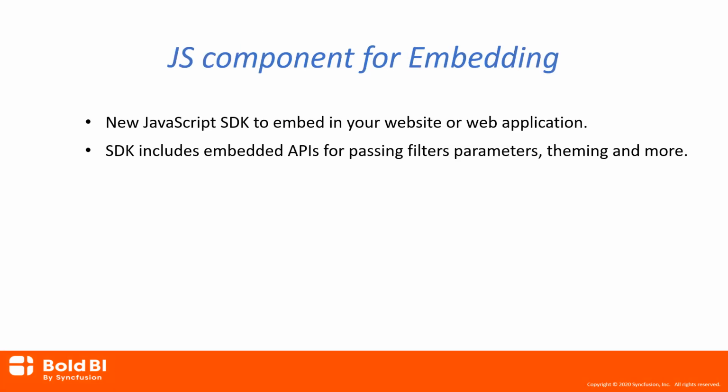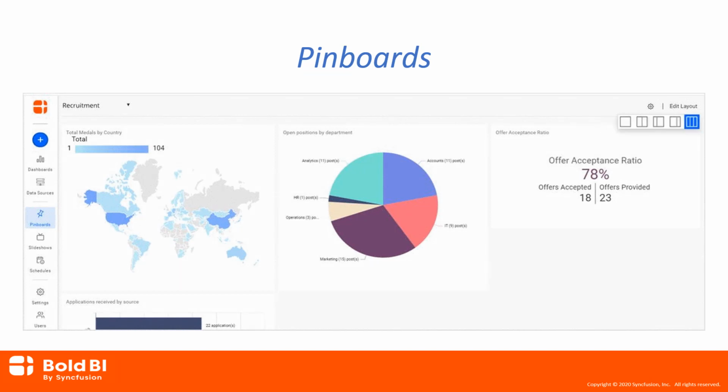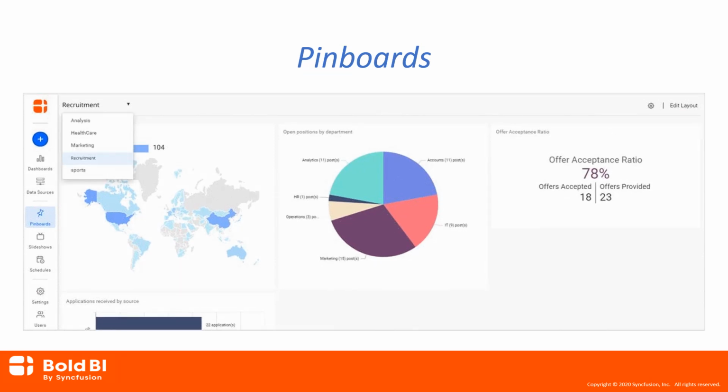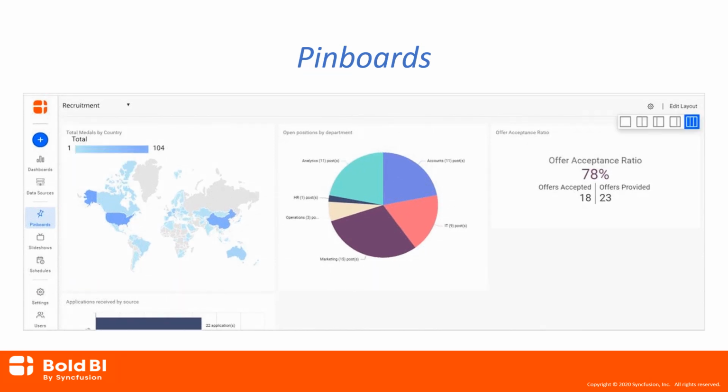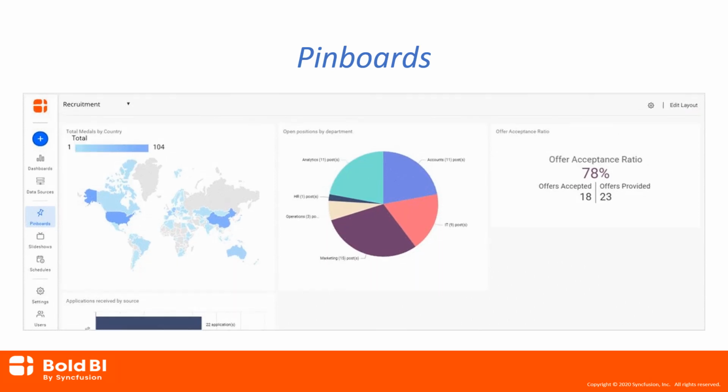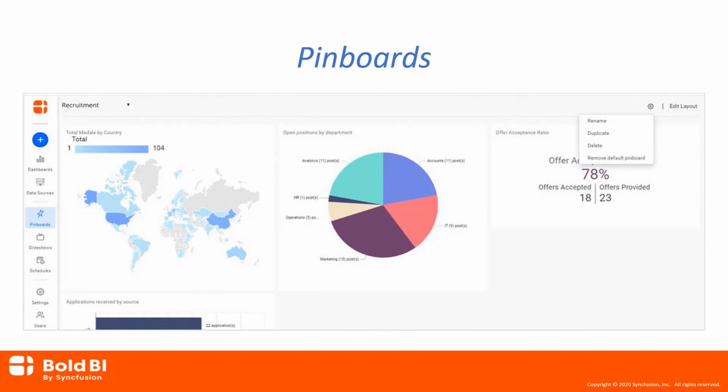This release offers new JavaScript SDK, a native client-side component for embedding dashboards into your website or web application. The SDK also includes embedded APIs for passing filters as parameters to the dashboard URL. Theming is also included, along with other features. We also added a new pinboard feature, allowing you to pin widgets from different dashboards. Pin visualization widgets from any of your dashboards into a pinboard comprising of 1-column, 2-column, and 3-column layouts. You can have more than one pinboard and set one as the default.